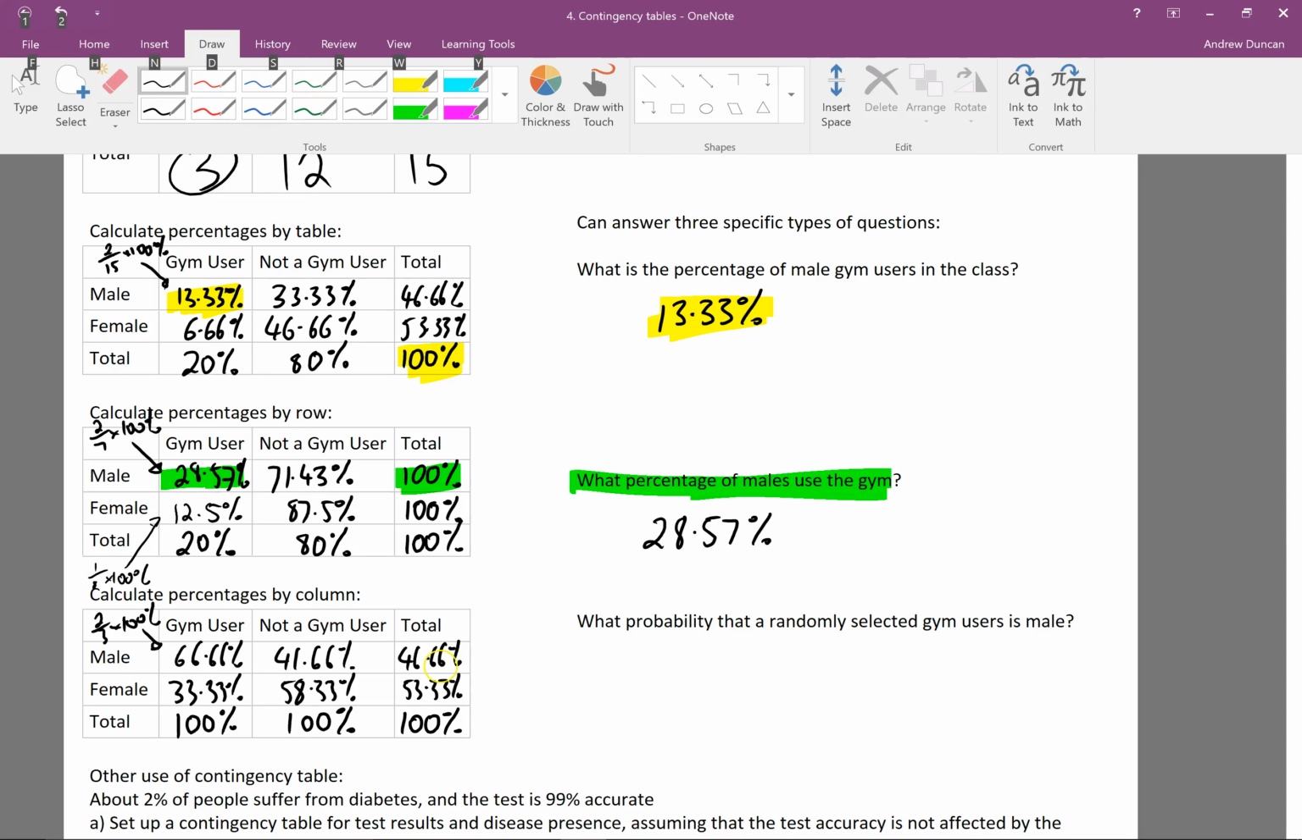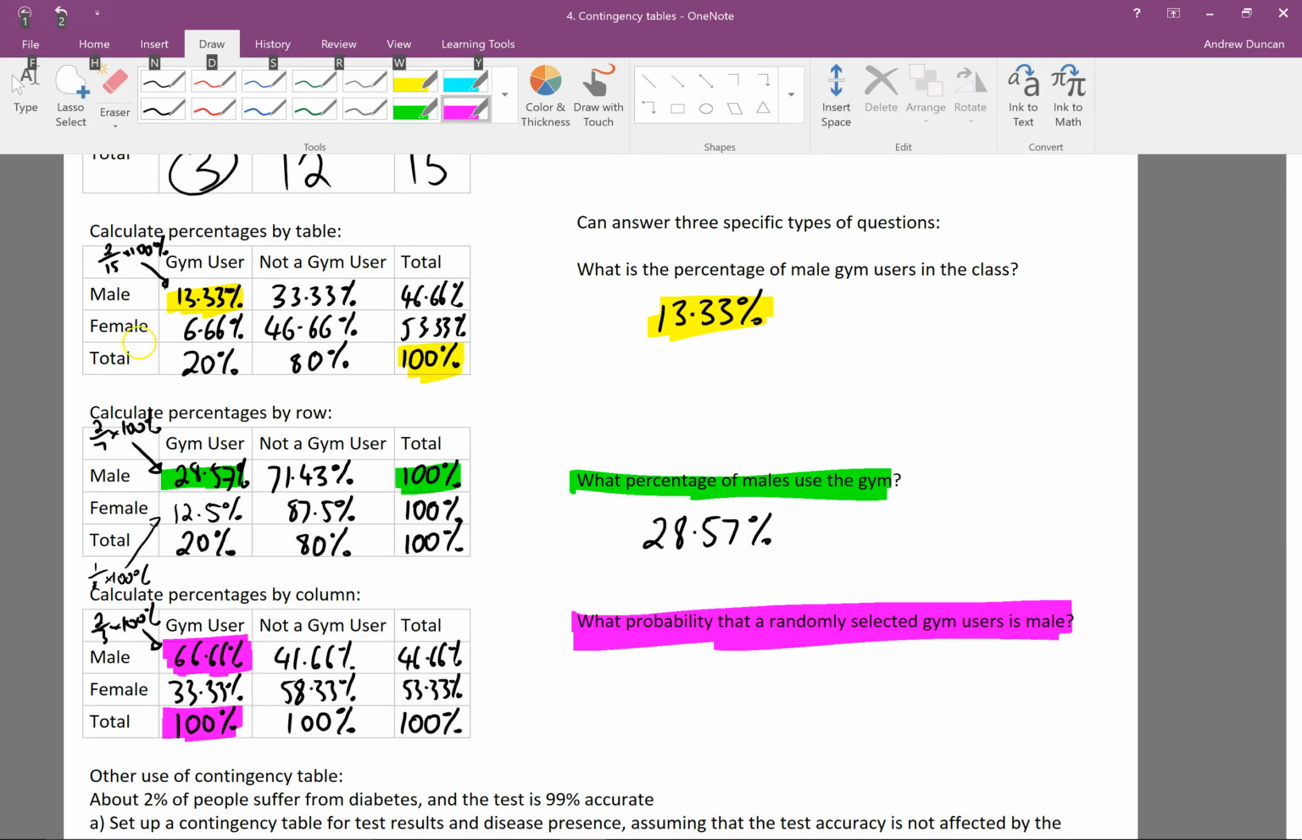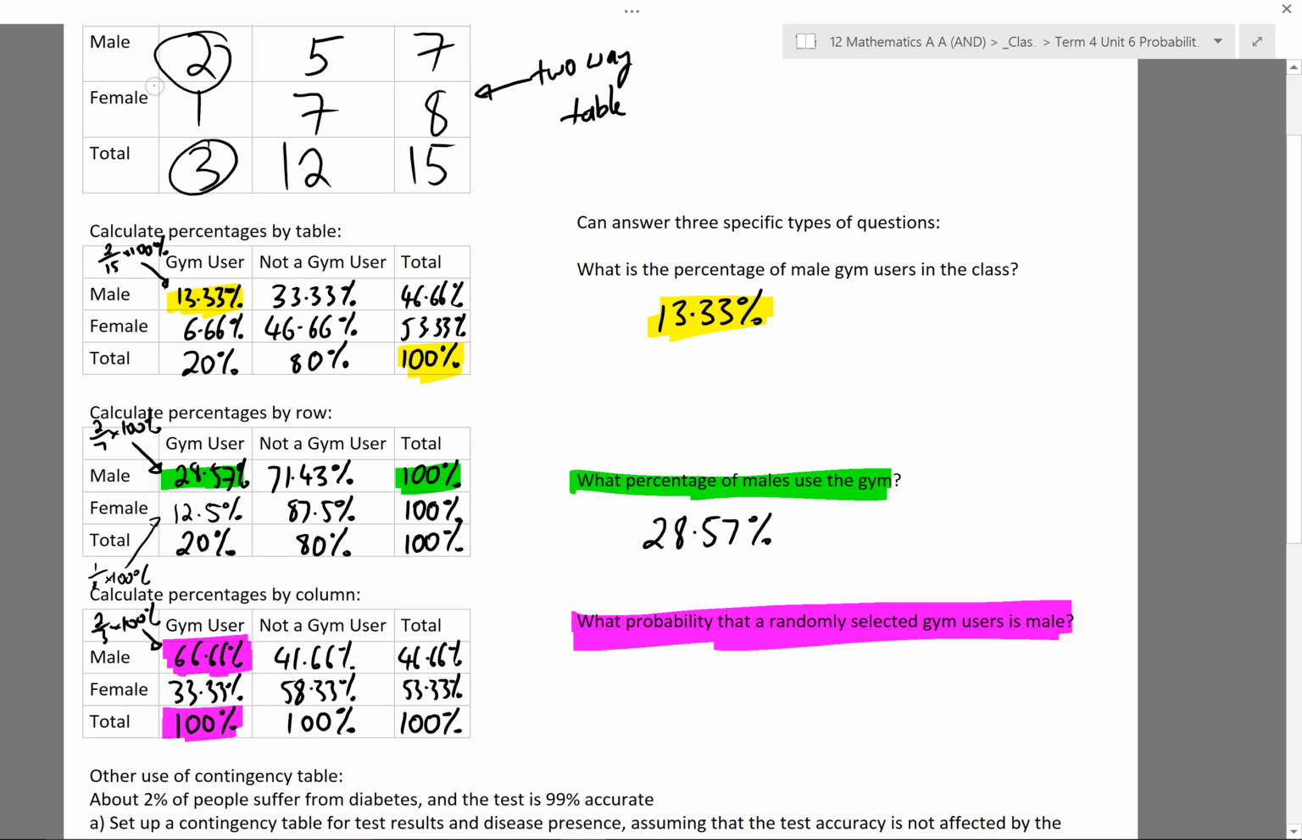Again, now that it's in this form, let's see what we can do with it. Find the probability that a randomly selected gym user is male. Well, looking at all the gym users, how many of these are male? Okay, the 66.66%, which we can just read off the table. So you've got 3 options. You don't know which one's going to be more useful until you make it and see what's more useful for the user, for them to read information off.